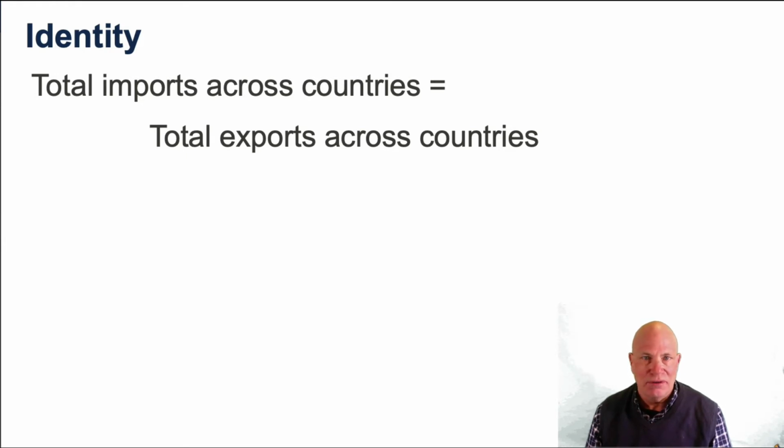All right, if we don't have just one country, one thing that we do know, and this is an identity, is that total imports across countries will equal total exports across countries. If you sum up imports across all countries, it will have to equal total exports across the countries. It just has to be. It's an accounting identity.